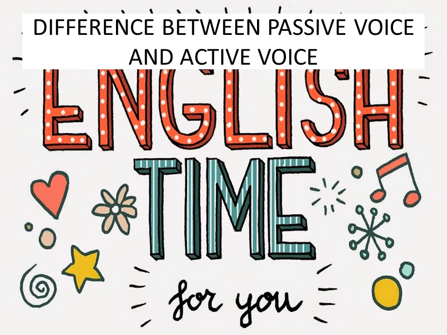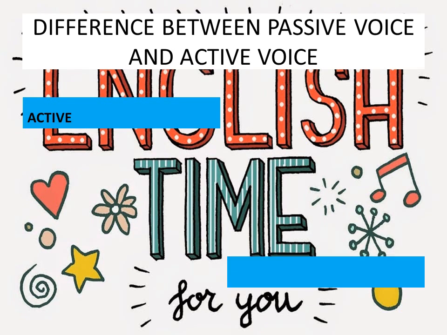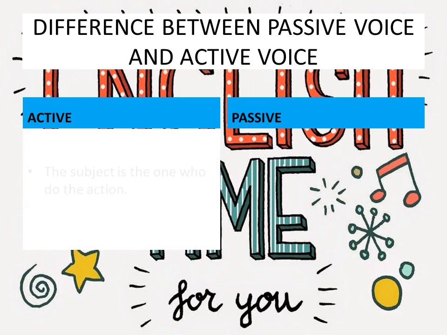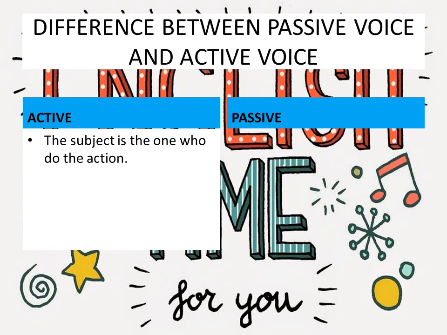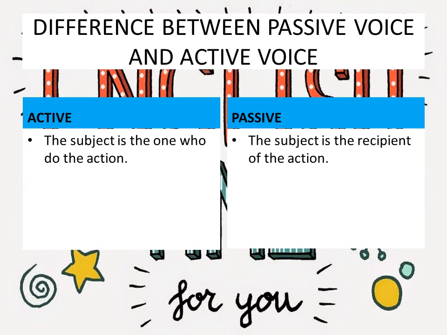The difference between passive voice and active voice. In active voice, the subject is the one who does the action. Meanwhile, in passive voice, the subject is the recipient of the action.